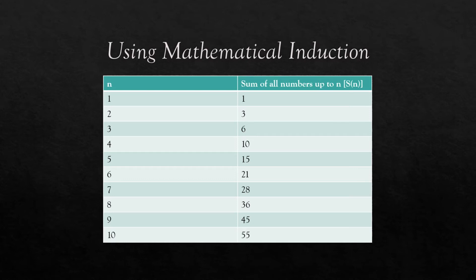The first step is to make some observations, so we can list out a few examples. I'll list out some values of n and the sum of all numbers up to n, which I will call S of n. The sum of all numbers up to 1 is 1, for 2 it would be 3, for 3, 6, and so on and so forth. Now that we have the set of numbers, we can try making observations. See if you can spot any patterns in these numbers.